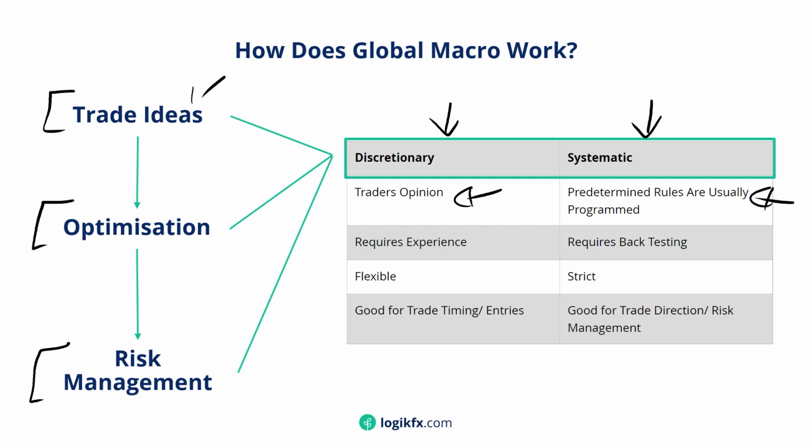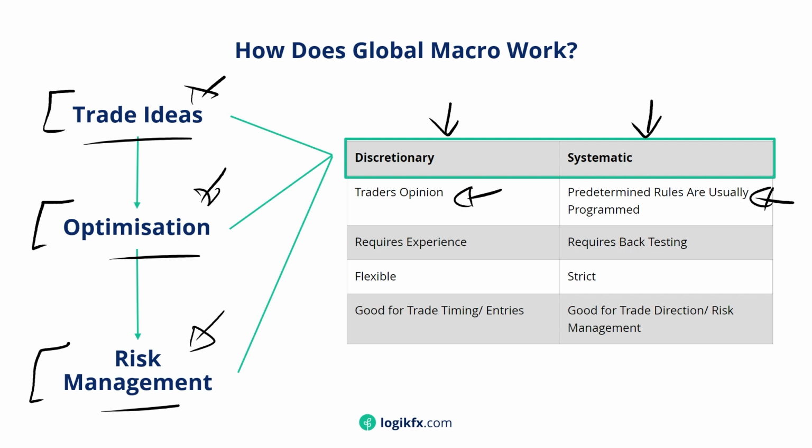So you generate your ideas by rules, your optimization by rules, and risk management by rules. But discretionary traders would use opinions for all of these factors. So it's based on their experience and what they believe is going on in the market. Now, a lot of new macro traders generally feel more confident when they use a systematic plan until they gain those years of experience, and then they can transition slowly into a more discretionary approach.